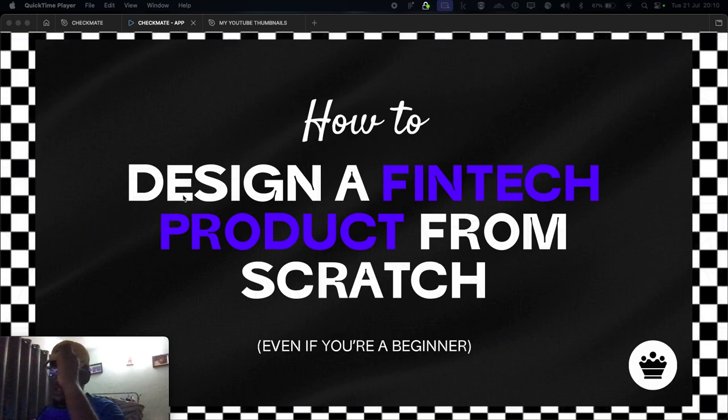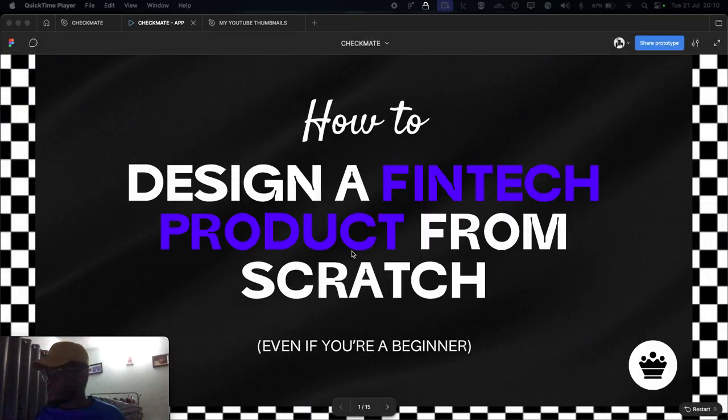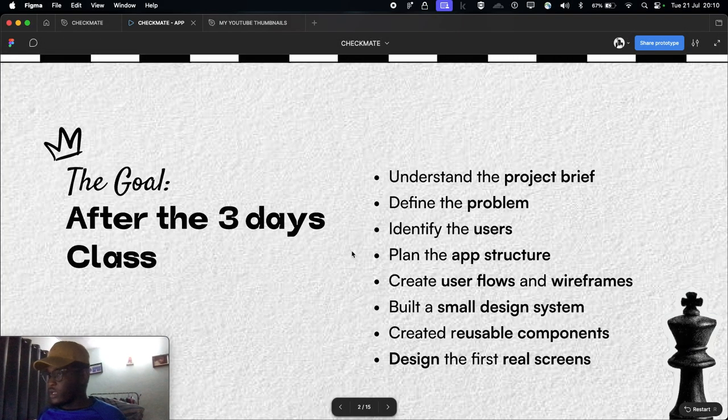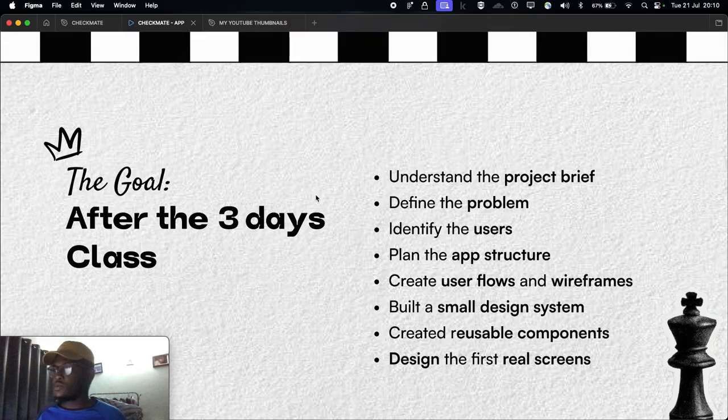So we are going to be going step by step, and I would like each and every one of us to follow. If you have any questions, you can ask after the class, right? There will be a time for questions. So the first thing I would be talking about is what we are going to be achieving, because it's going to be more like a 3 days class, right? And after the 3 days, then we'll start designing, right?